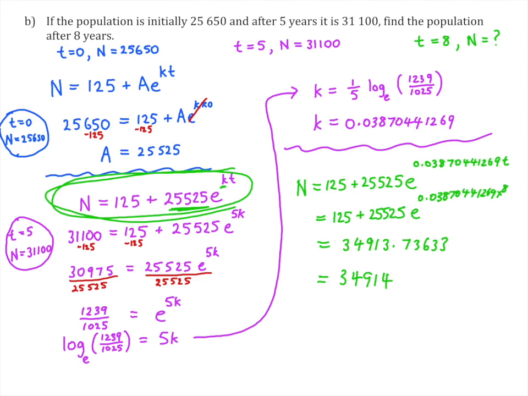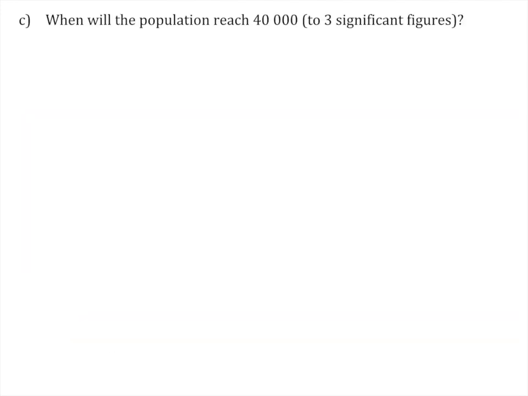So what are we saying? For this particular question, we're talking about a town's growth rate of its population. The population of the town was originally 25,650. After 5 years, the population had grown to 31,100, and after 8 years, the population is almost 34,914. Not quite there, but very, very close. Let's continue. Part C says, when will the population reach 40,000? So, when will it reach 40,000?